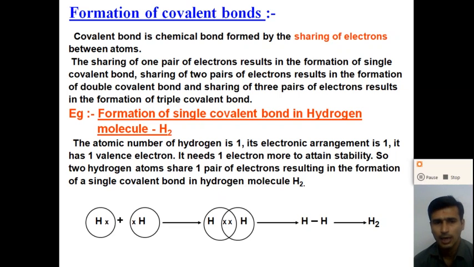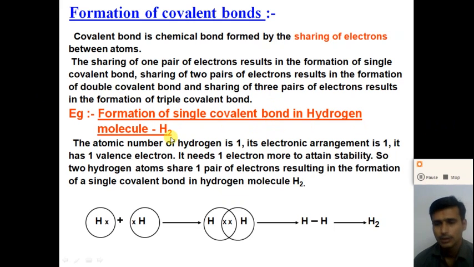So dear student, how the sharing of electrons forms the covalent bond, we will discuss with the help of examples. First, we will discuss the formation of the single covalent bond in the hydrogen molecule, H2. This will be asked in the examination also: explain the formation of the covalent bond in the hydrogen molecule, or in different elements.